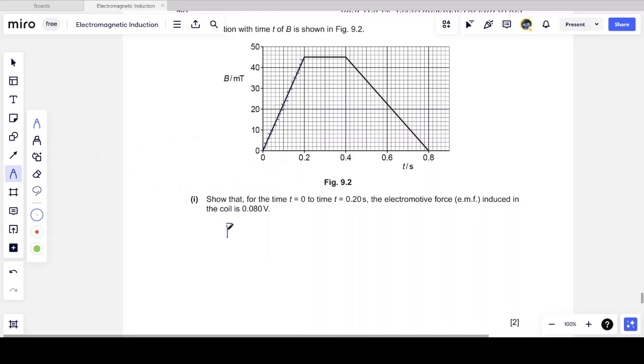And the EMF induced E is, by definition, delta NΦ by delta t, the rate of change of magnetic flux linkage, which I can write as delta BAN by delta t. Now the field lines are perpendicular to the area of the coil, so I don't have to worry about sign or anything. The area is constant and the number of turns is constant. So I can write this as AN and the rate of change of flux linkage.